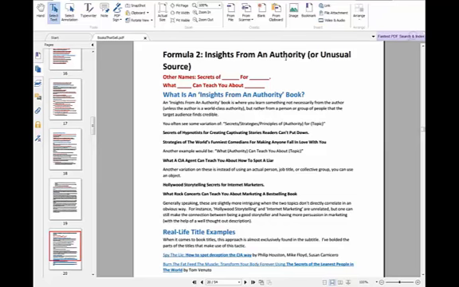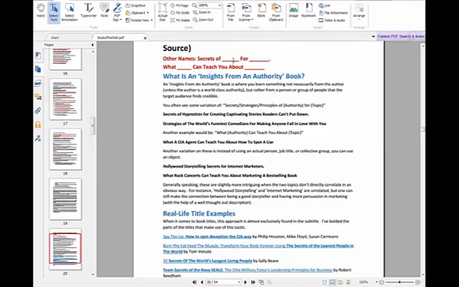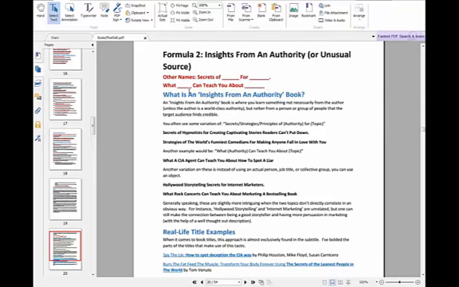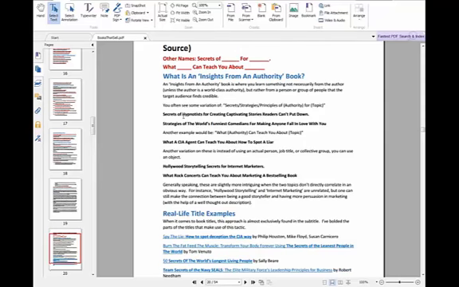So Formula 2, insights from an authority. Secrets of blank for blank, or what blank can teach you about blank. Once again, you're not going to understand that until you see the examples. So secrets of hypnotists for creating captivating stories readers can't put down. I could use the word that in there. But a simple copywriting tip, try to avoid the word that anytime you don't need it. So secrets of hypnotists for creating captivating stories that readers can't put down, take it out. Creating captivating stories readers can't put down.